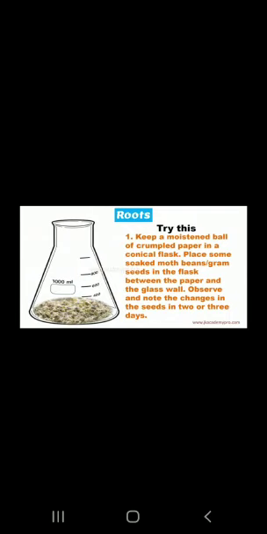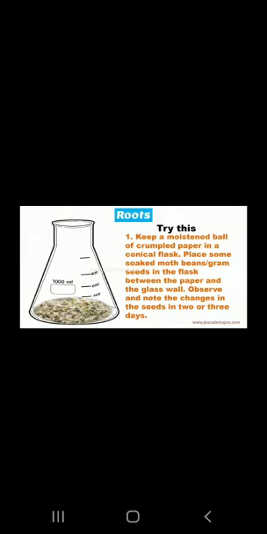Before that, I would like you all to try out this experiment. There are many experiments in this lesson which you can do yourself. They are very easy. You can do them with the apparatus or the material which we will get at home. No need to buy from outside.